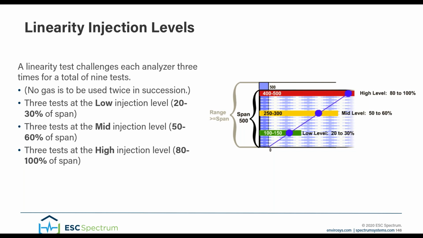So in this particular case, we have a span of 500, and we are doing the linearity at the low level, which is 20 to 30% of the span. So we need a value between 100 and 150. Then the mid-level is going to be 50 to 60% of the span, or 250 to 300. And then the high level would be 80 to 100% of the span, or 400 to 500.